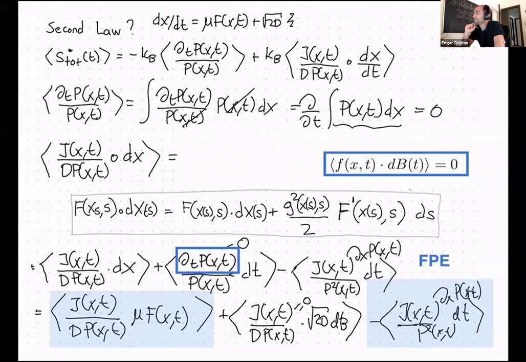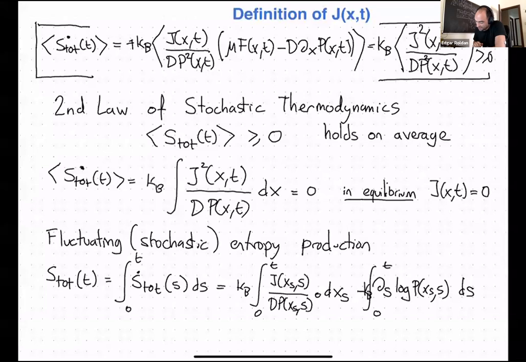Actually, what I'm calculating here is the average of ds. Then I will have to divide by dt to get ds dt. Right, so there are two terms that survive. And then, okay, these are the two terms put together.